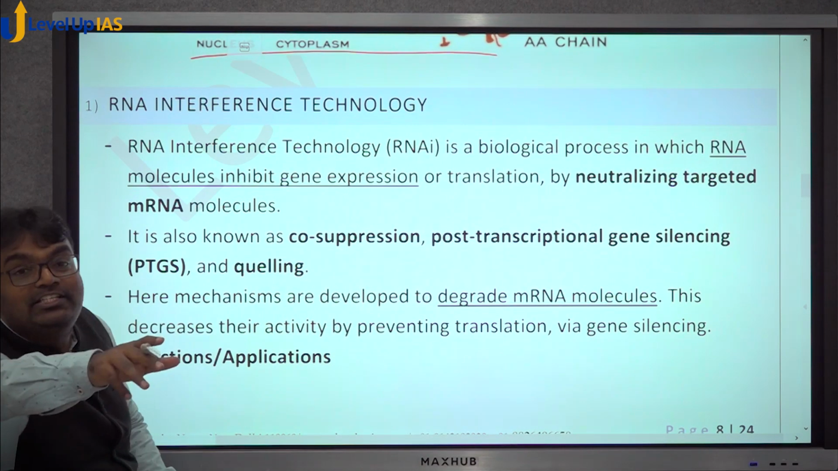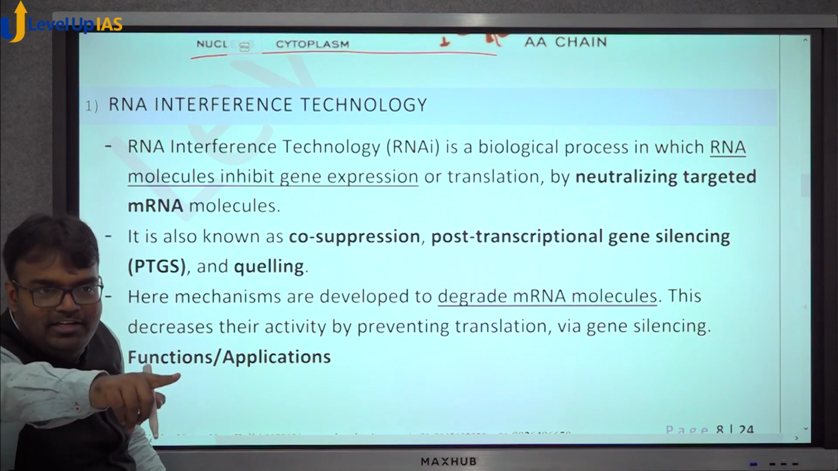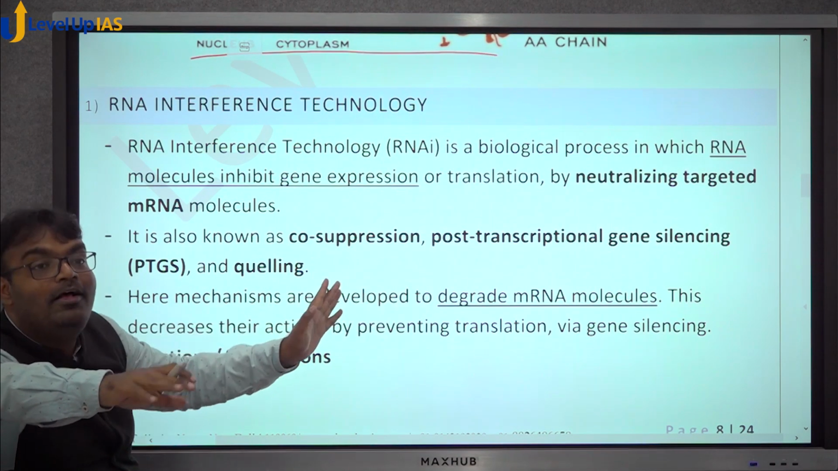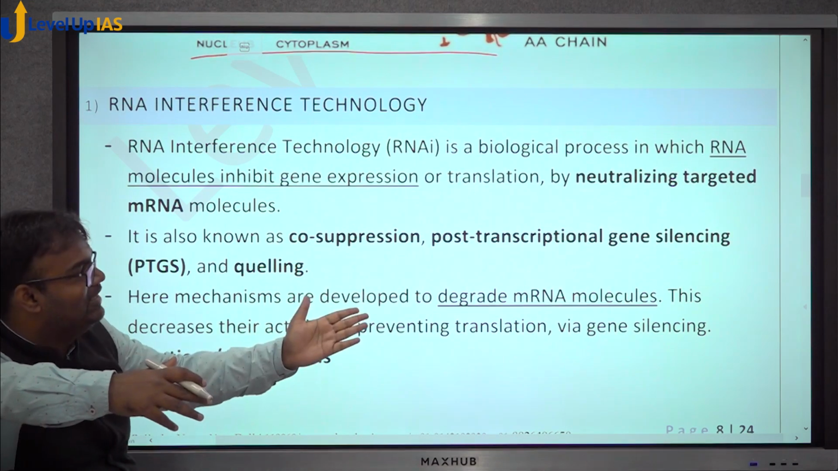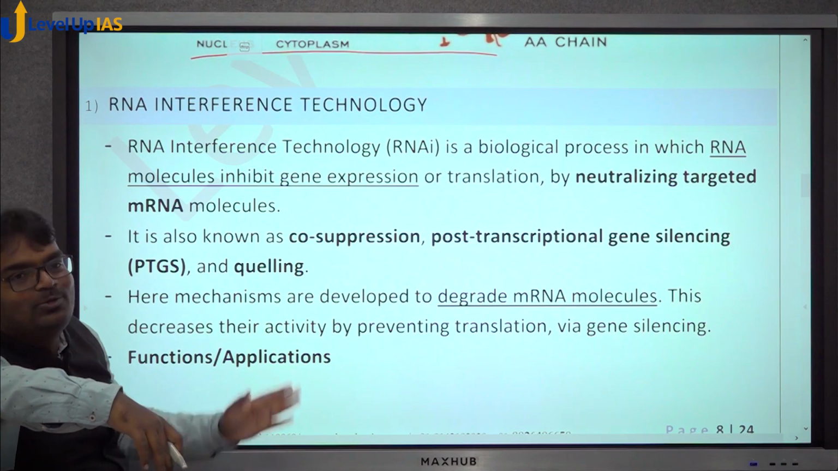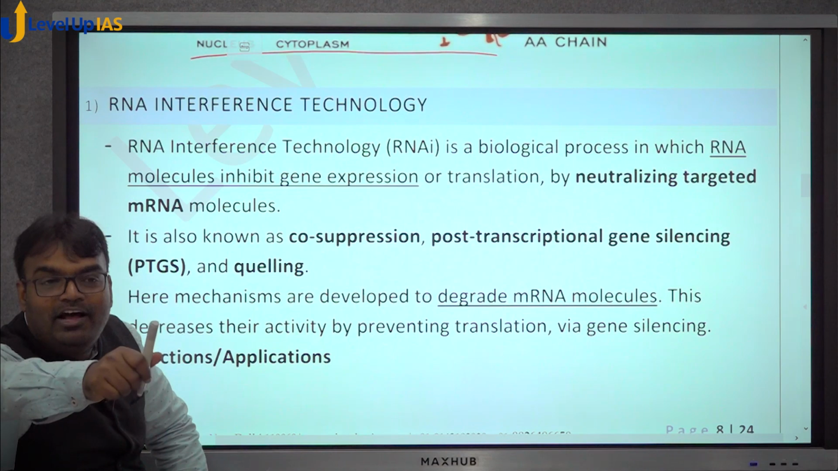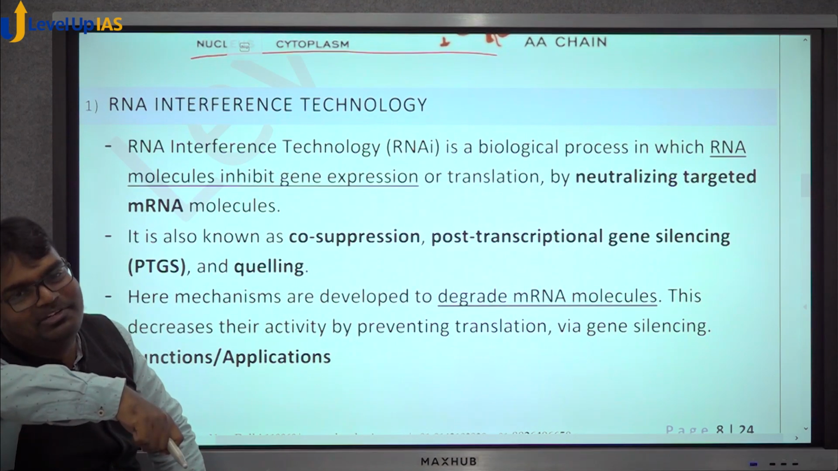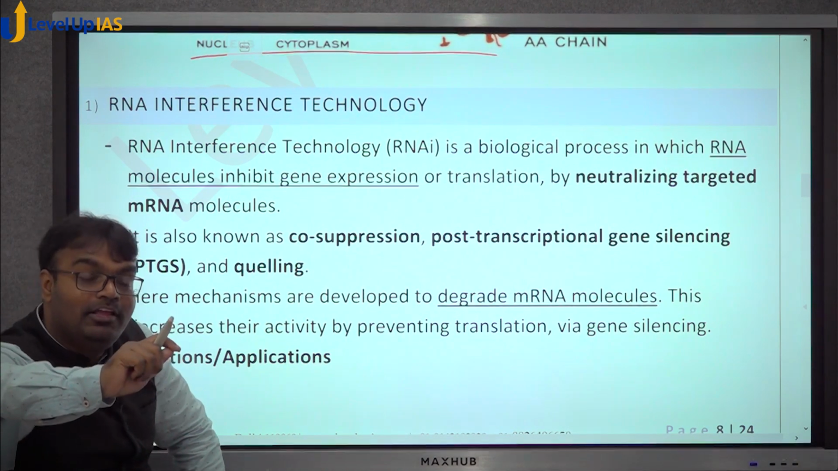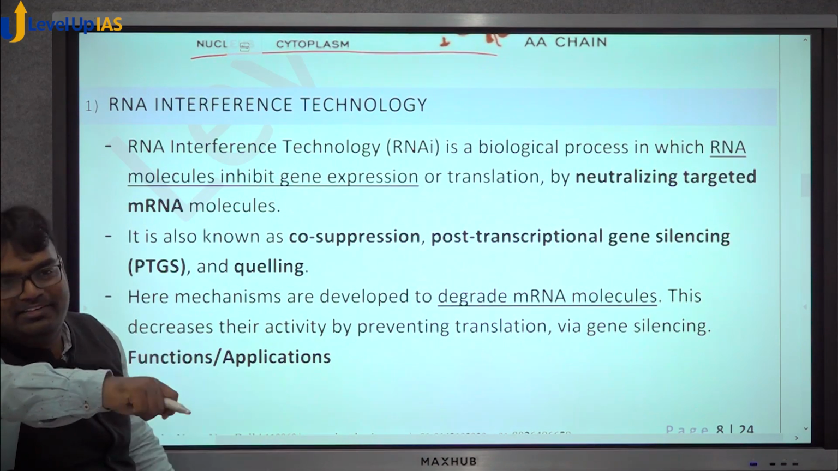Post-transcriptional gene silencing. What was transcription? Formation of RNA from DNA. So RNA has been formed, transcription is done. After that, you are silencing it. Post-transcriptional gene silencing, PTGS. It's also known as quelling. In 2018 or 2019, RNA interference technology was also asked in the preliminary examination. Again, everyone was confused. But if you study with fundamentals, it will be very, very simple.